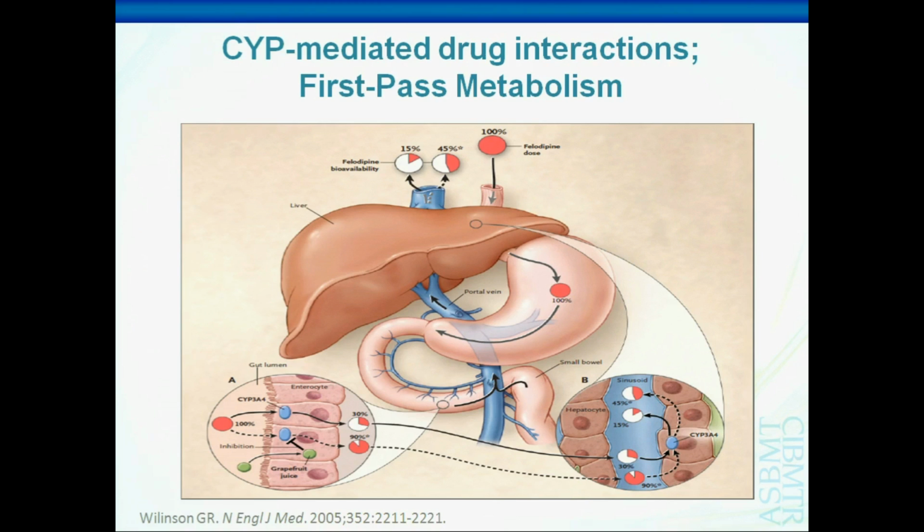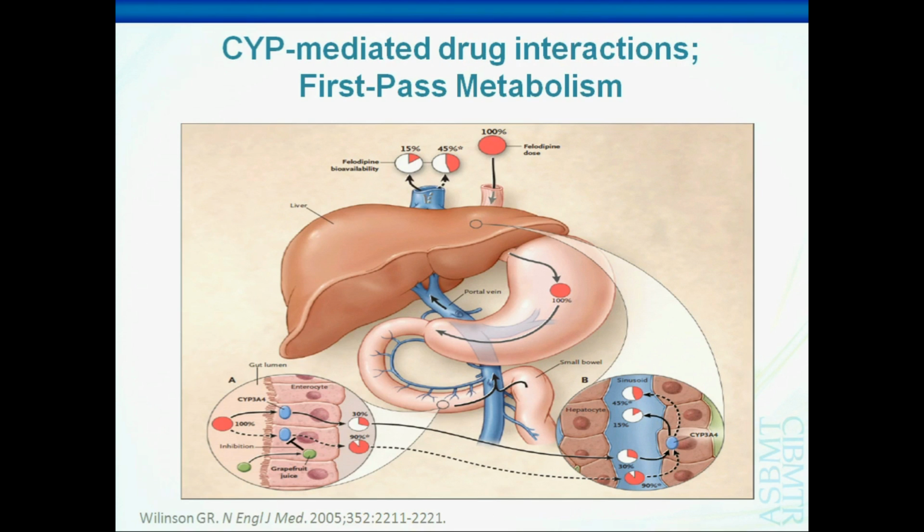It then enters the portal vein and goes into the hepatocyte there, is further metabolized by CYP3A4 in those hepatocytes, and now goes from 30%, I can't see very well, I believe it's 15%. As such, only 15% of the drug is now systemically available to act within the patient.